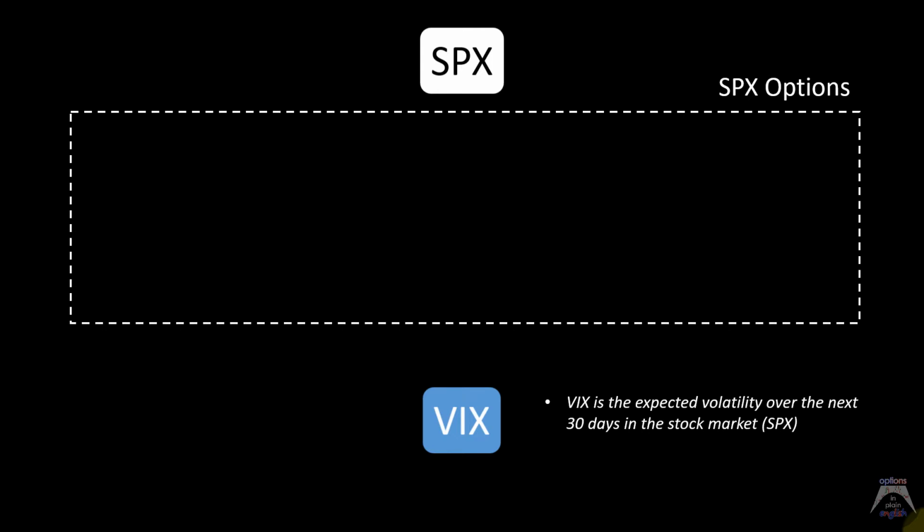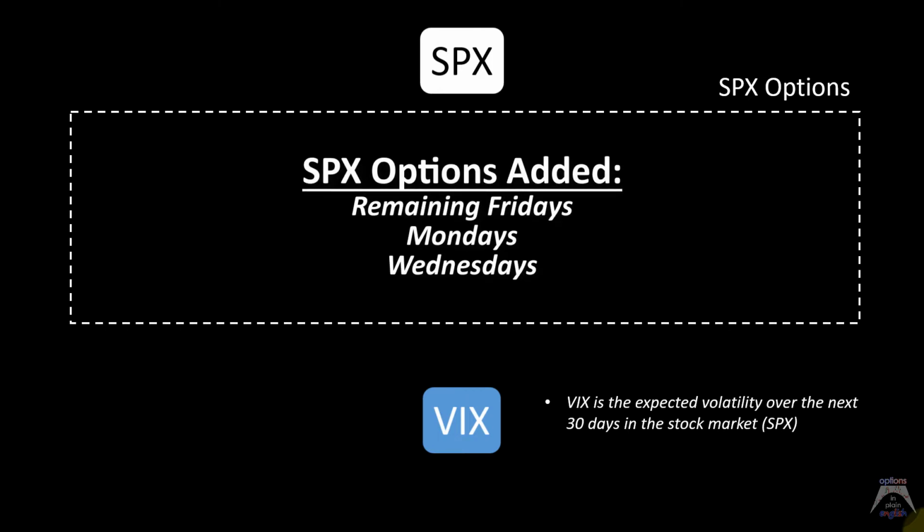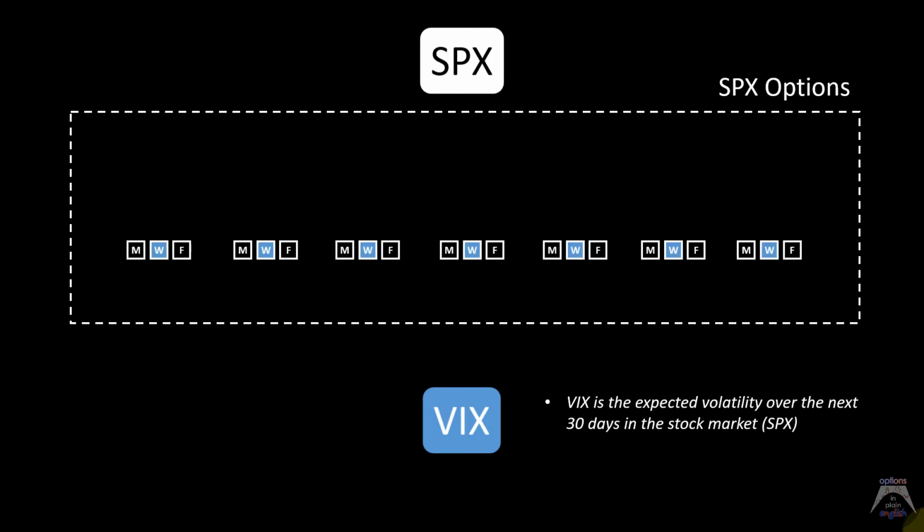Nowadays, you have those, and those are called standard SPX options. But we also have weekly SPX options. The expirations that were added were the expirations on a Friday that were not the third Friday of each month, and also expirations were added for Mondays and for Wednesdays. So nowadays we have every week, we have SPX options expiring on Mondays, on Wednesdays, and on Fridays every week.